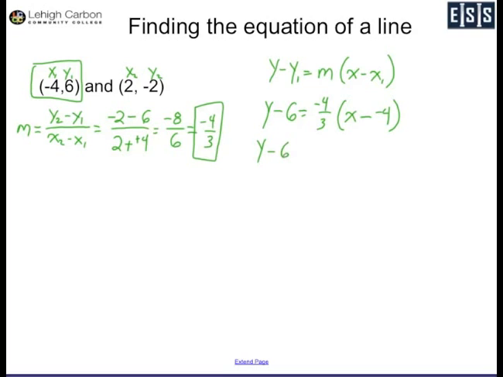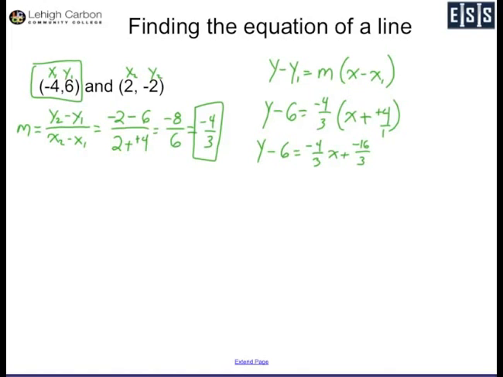So y minus 6 equals negative 4/3 x. This becomes plus a positive 4, but then negative 4/3 times 4 over 1 is going to be a negative 16/3. Negative 4 times 4 is negative 16. 3 times 1 is 3.